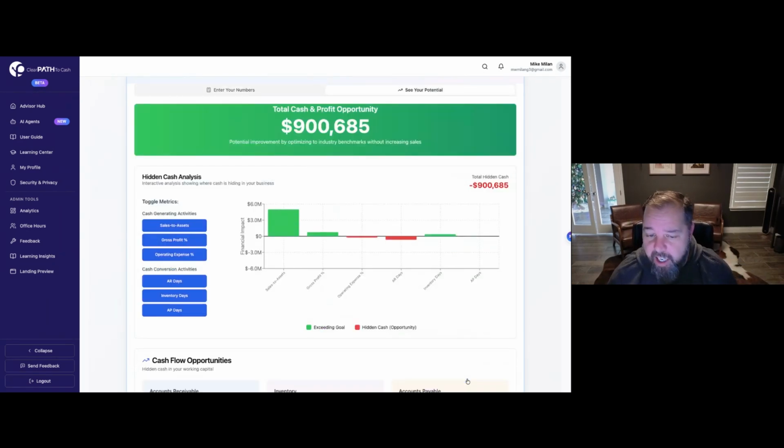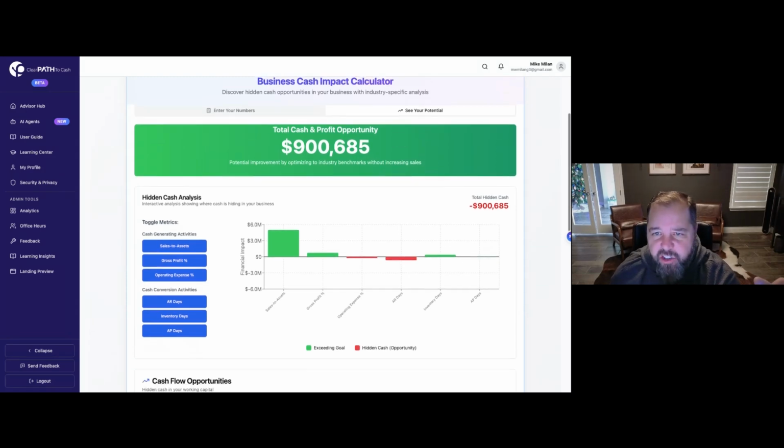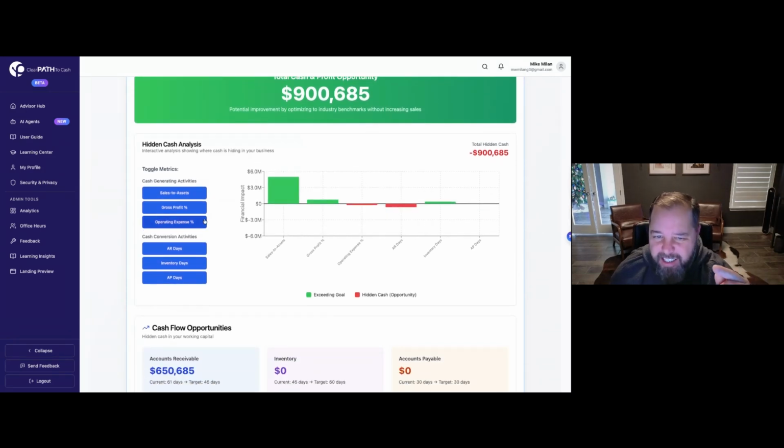And then you click Analyze My Business, right? When you click Analyze My Business, it's going to instantly populate this chart. Now, this is the cash leak chart, right? The cash leak chart is separated into two different categories. One is the cash generating activities. This is like vertical analysis in a business. It starts with sales and ends with net profit.